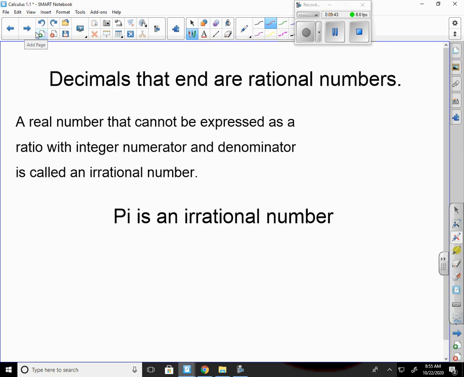Decimals that end are called rational numbers. A real number that cannot be expressed as a ratio with an integer numerator and denominator is called an irrational number. Pi is an irrational number.